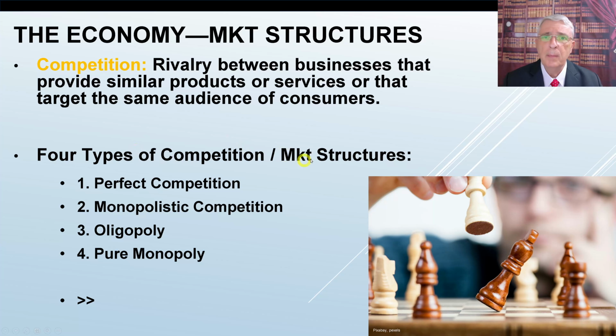There are 4 types of competition and market structures. The first one is perfect competition. Next one is monopolistic competition. The next one is oligopoly. And the last one is pure monopoly. And of course, we shall discuss these in detail.